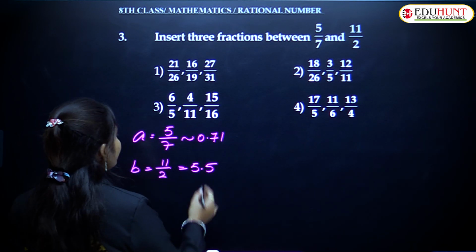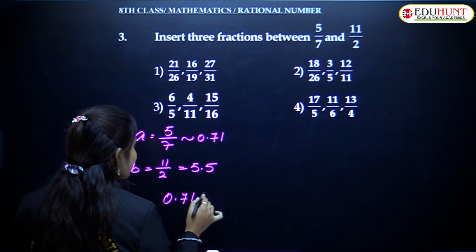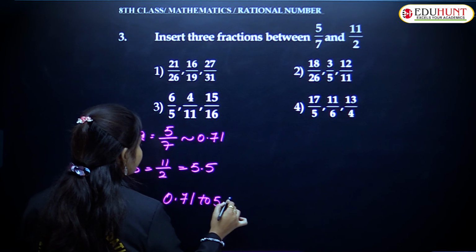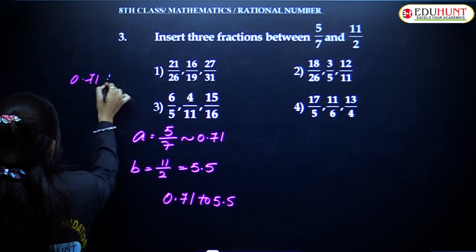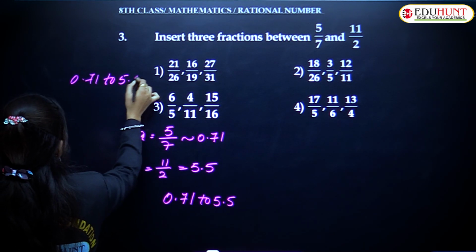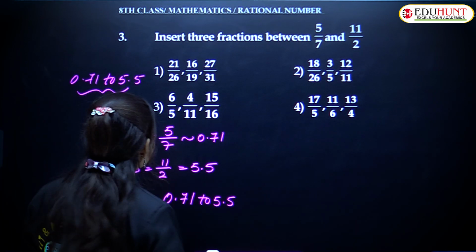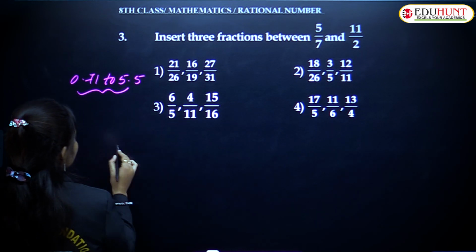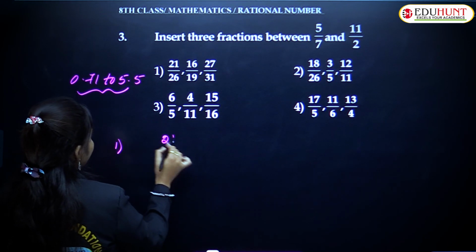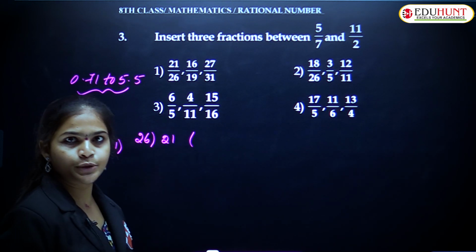So now we need to find the numbers which lie in between 0.71 and 5.5. These numbers we need to find out. Understand? So let us check the first option. What is the first option here? 21 divided by 26. So 21 is less than 26.